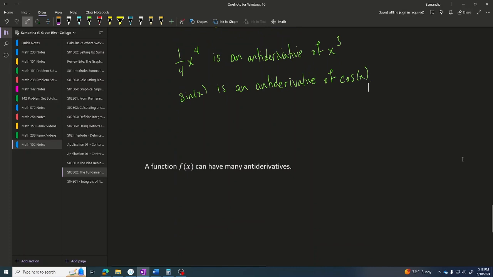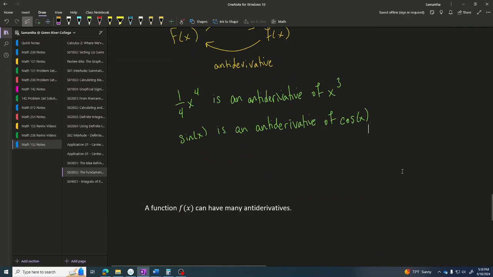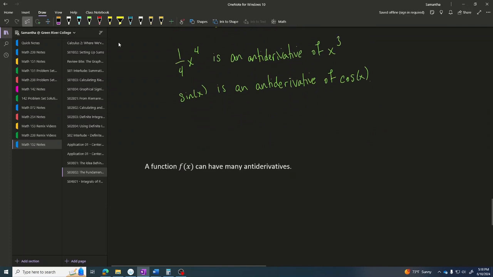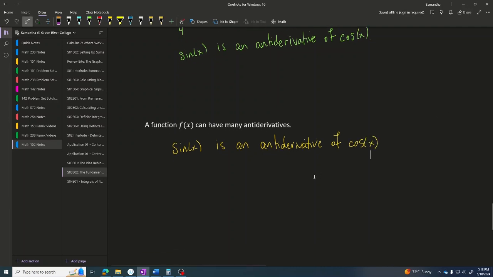Now, it's possible for a function to have more than one antiderivative. Actually, it is typical for a function to have infinitely many antiderivatives. For example, if I have sine of x, we know that sine of x is an antiderivative of cosine. We know this because if we take the derivative of sine of x, the result is equal to cosine.